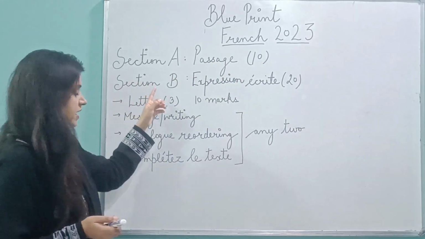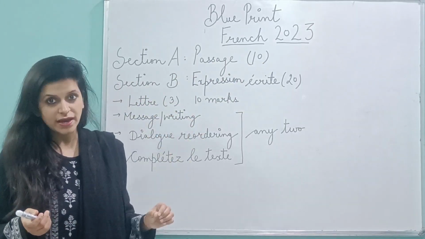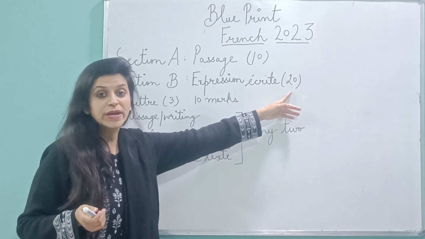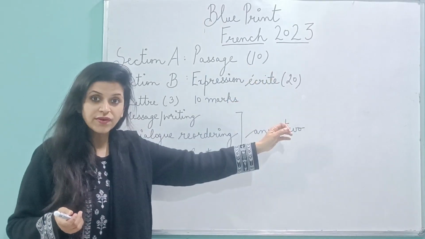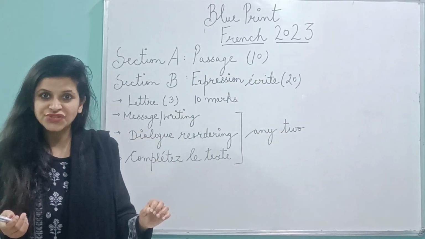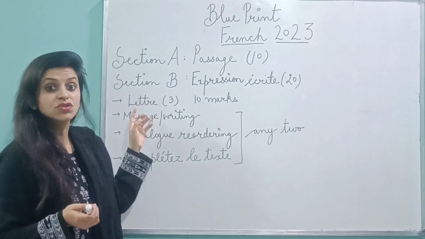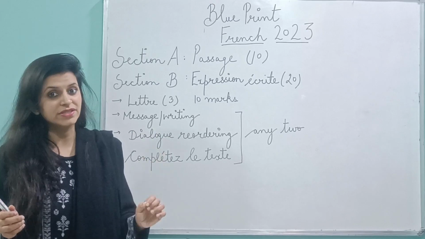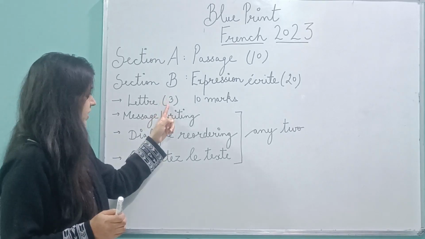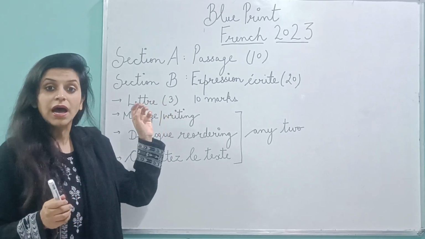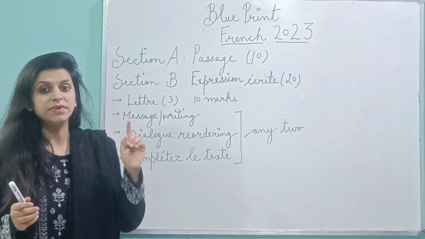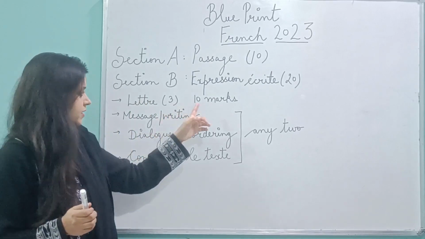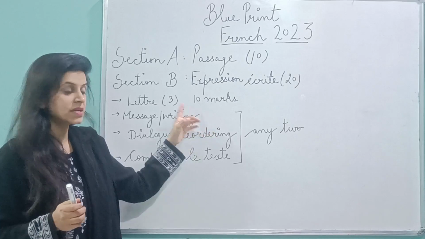If I talk about section B, that will be expression écrite. It will be a 20 marks section wherein the first mandatory question is a letter. So make sure that you are preparing well all the letters, especially related to the lessons. So 3 letters you will be getting in the paper. Out of those 3 letters, you need to attempt any one letter and it will be of 10 marks.